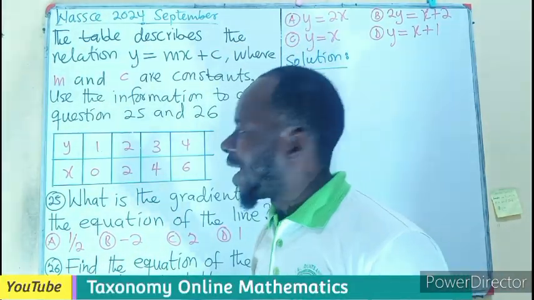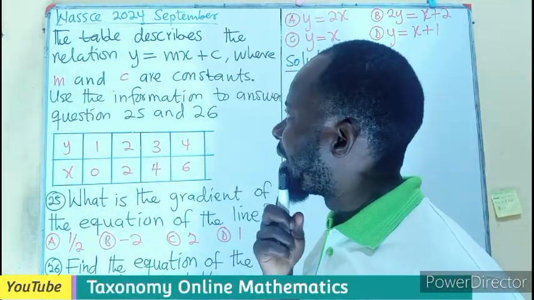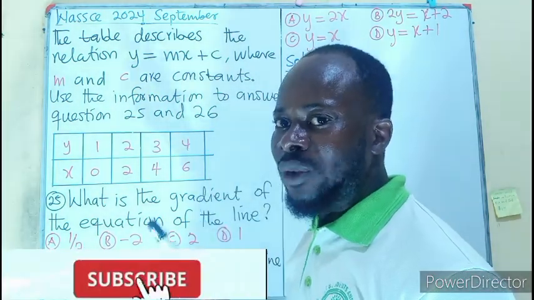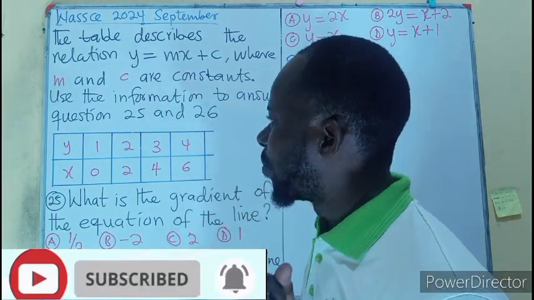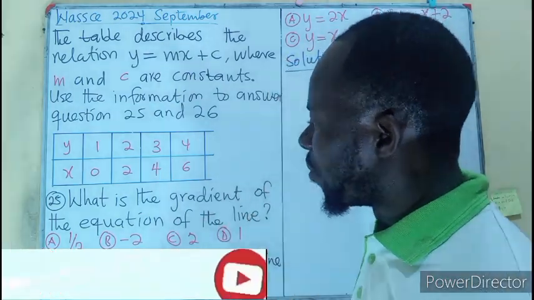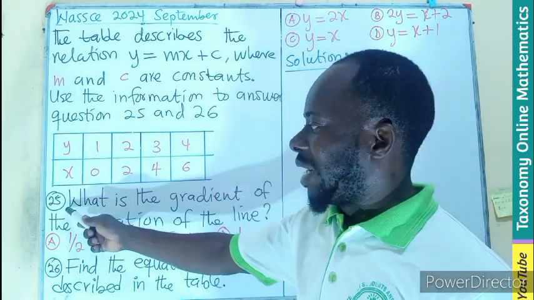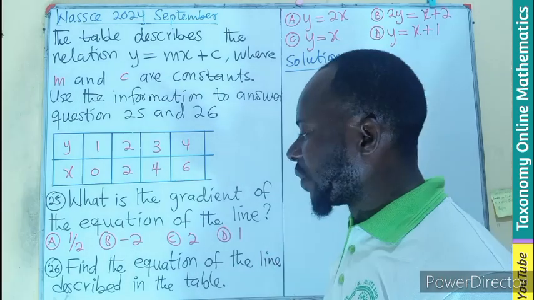All right, join me as we look at this question, WASSCE 2024 September edition. The table describes the relation y = mx + c, where m and c are constants to be determined. We are using the information in the table to find the gradient in question 25. What is the gradient of the equation?